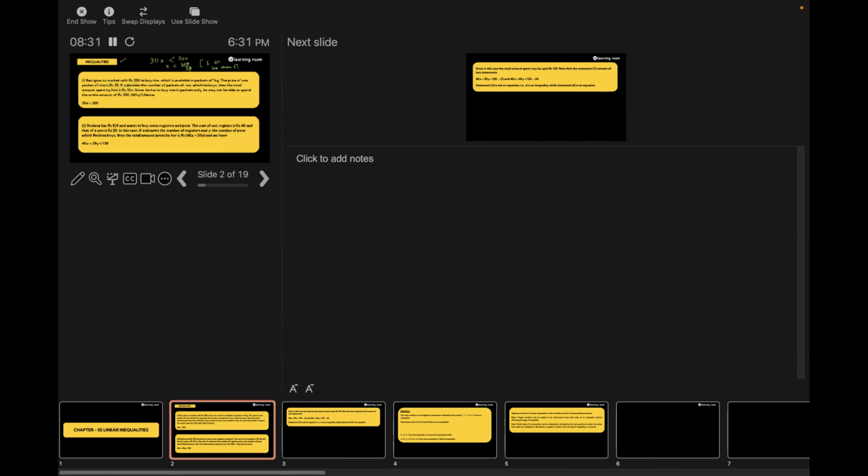Reshma has 120 rupees and wants to buy some registers and pens. The cost of one register is 40 rupees and that of a pen is 20 rupees. In this case, x denotes the number of registers and y denotes the number of pens because there are two objects. Those two objects can be bought in any permutation combination of numbers, but the limitation here is 120 rupees is what she has. So x denotes the number of registers and y denotes the number of pens which Reshma buys. Then the total amount spent by her is going to be how much? x registers is what she is buying. What is the cost of each register? 40. So 40x, and in the sense plus, y pens is what she is buying, but the cost of each pen is going to be 20.